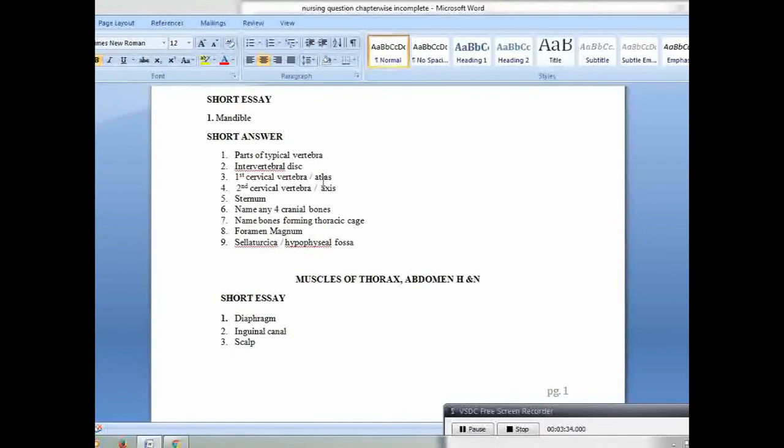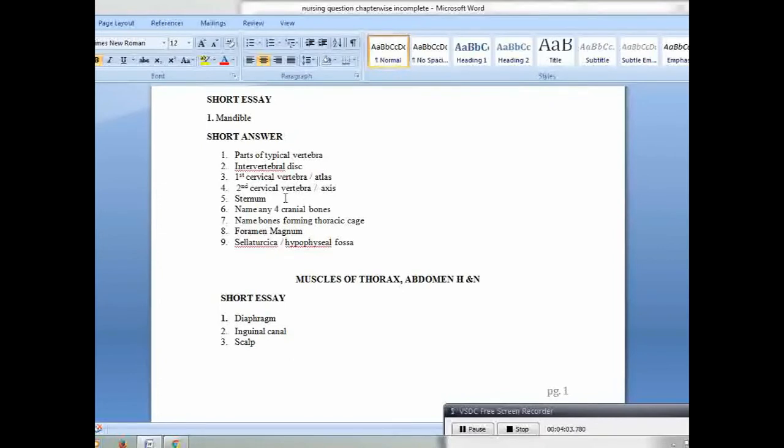First cervical vertebra, that is atlas. Here you need to mention about the different properties of the atlas, the peculiarities of the first cervical vertebra, why it is called atlas, what is the function of atlas, and what is the joint which is formed by it. Second cervical vertebra, that is axis. Here you need to mention about the parts of axis like dens, right, and the other joints which are formed by it.